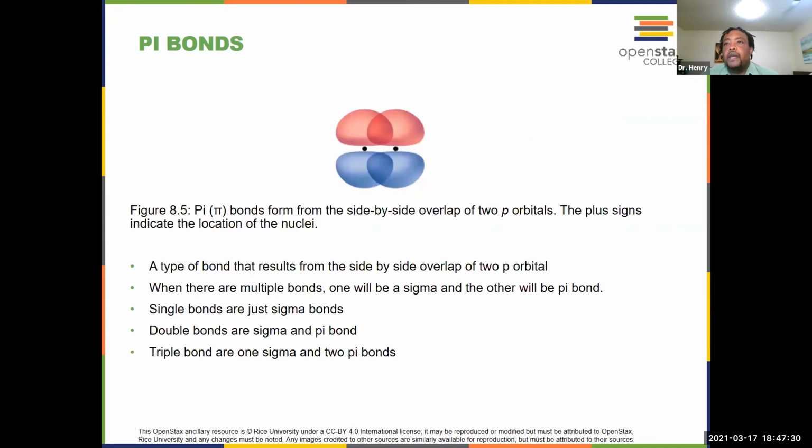Okay, so this here is called a pi bond when you have side by side and you have two regions of overlap. These guys represent multiple bonds. So this guy would be like a double bond. A single bond is always going to be just a sigma bond. A double bond is going to be a pi bond and a sigma bond. And then a triple bond is going to be a sigma bond and 2 pi bonds. Are you with me?